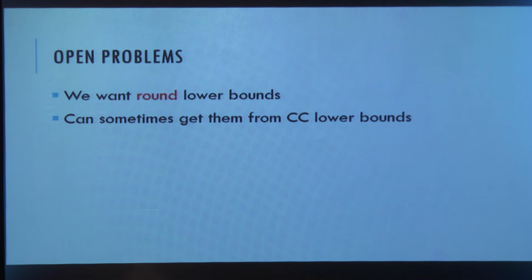But for some problems, this way is not going to work because the problem doesn't need a lot of total communication. But still, there's something inherently sequential about it. Somehow this problem looks like you need to first do this thing, then do the other thing, and so on. So it looks like it needs a lot of rounds of interaction. This we're not good at analyzing.